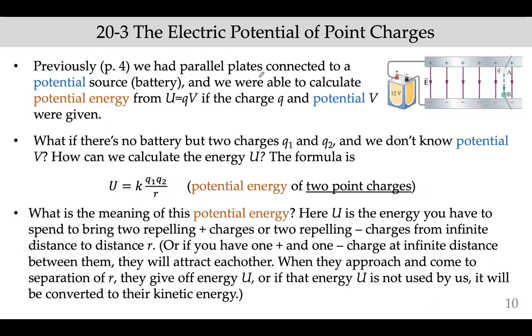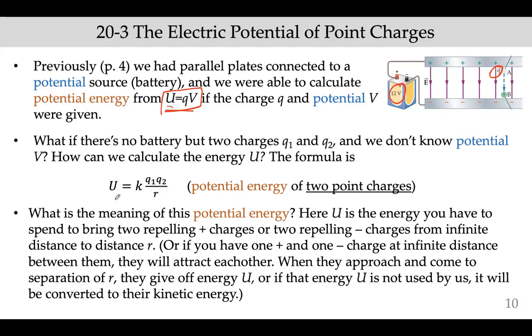Previously we had parallel plates connected to a potential source, which is a battery in this case, and we were able to calculate potential energy from U equals Q times V if the charge Q and potential V were given. So if the potential difference is given, and you are also given the charge, then you can calculate the energy U by multiplying those two. But what if there's no battery, but two charges, Q1 and Q2, and we don't know the potential V? How can we calculate the energy of these two charges?